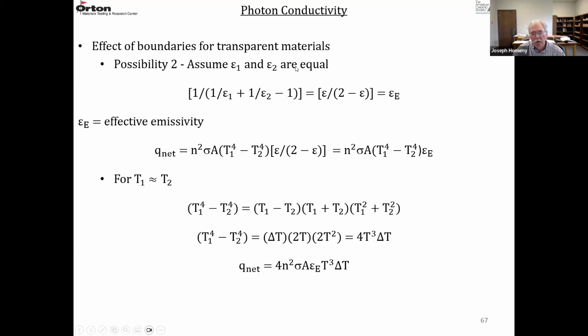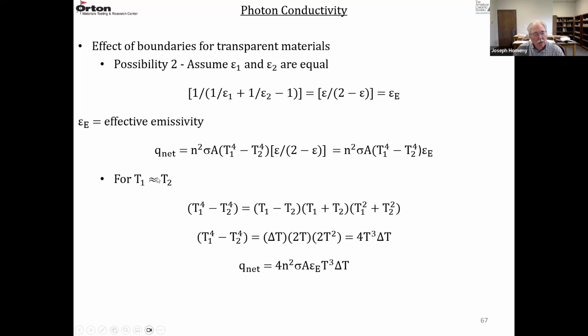So we make some assumptions to make this equation simpler. Epsilon 1 and epsilon 2 are equal. So that becomes epsilon over 2 minus epsilon. We'll just call it epsilon effective. So this equation I just showed for Q net becomes this equation here, n squared sigma A, T1 to the fourth power minus T2 to the fourth power, and our effective emissivity.